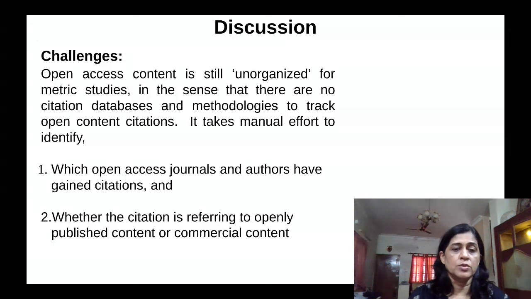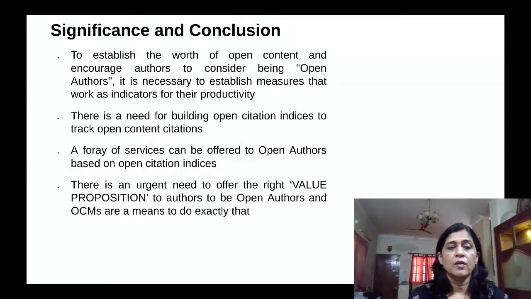For example, we use Scopus and there is no particular indication in Scopus what is a citation of an open journal article and what is a citation of a non-open access journal. Such information or indicators are at the moment absent. So it takes manual effort to identify which open access journals and authors have gained citations and whether the citation is referring to openly published content or commercial content.